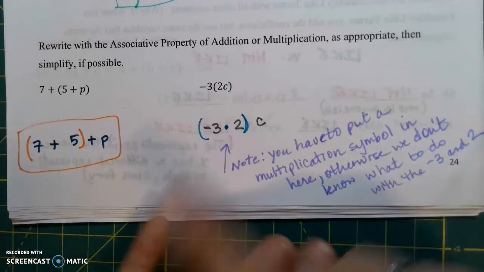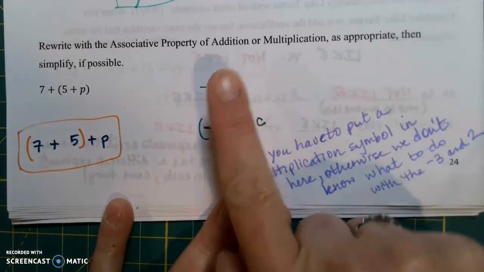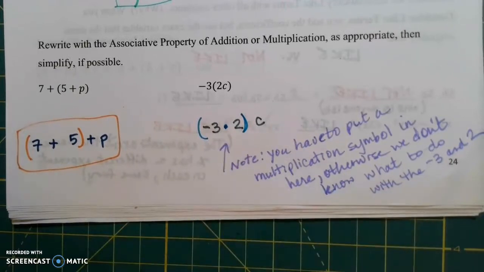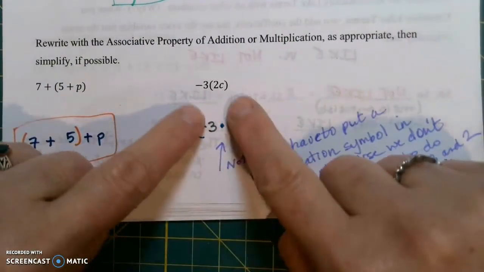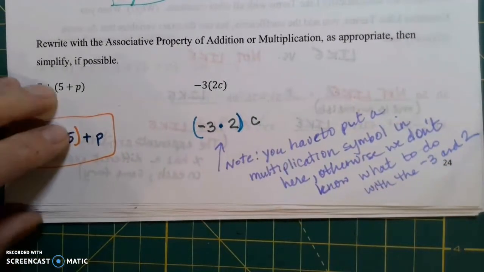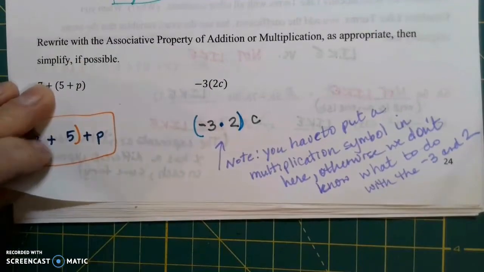If one of them is a variable, like up above here, or in the one in the commutative property section, then you can just put them together and there's implied multiplication there, but that is not the case with numbers, so you do need to insert that multiplication symbol while you are moving the parentheses. Okay, I'm going to pause and move on to page 25.